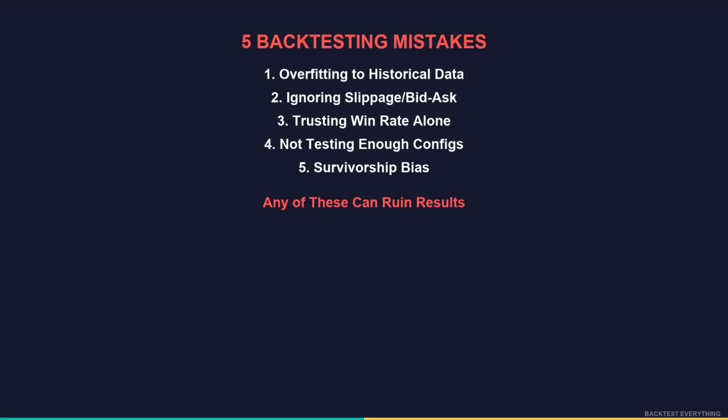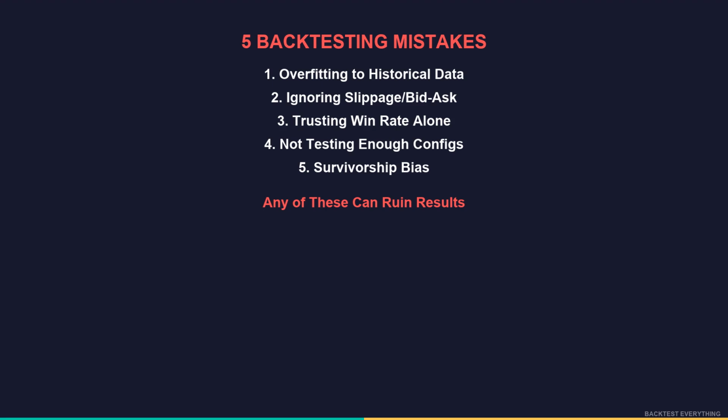5 mistakes that will ruin your backtest. Mistake 1, overfitting. You optimize parameters until they work perfectly on historical data, then they fail on new data. Test on one period, validate on another. Mistake 2, ignoring slippage. Real trading has bid-ask spreads. If you backtest at mid-prices, your results will be too optimistic. Mistake 3, trusting win rate. I've said it before, I'll say it again. Win rate alone is meaningless.